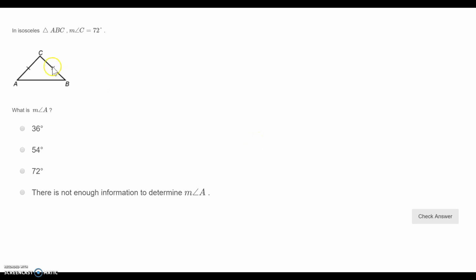Alright, for this one, since C is 72, we would subtract 72 from 180. And that leaves us with 108. Divide that by 2, and that means our angle A and B are 54 degrees.